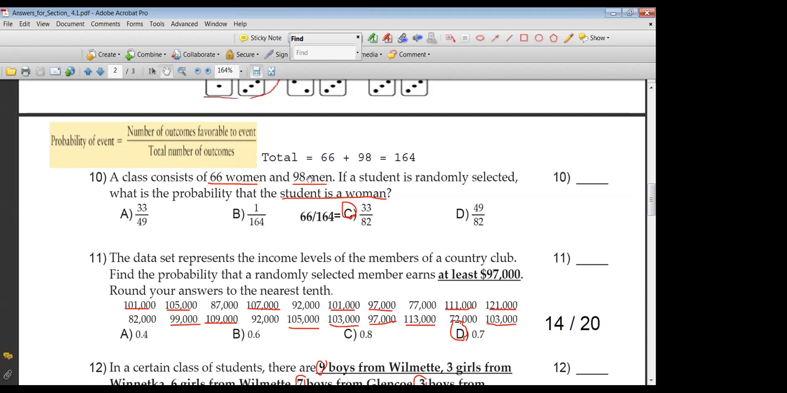Well, favorable. How many women are there? There are 66 women out of a total of 164. But, you know, I had to figure that out. I had to actually add 66 with 98. How hard was that? 66 favorable, they're a woman, out of a total of 164. Once again, reduced to lowest terms, 33 out of 82. If he'd asked me for the probability of men, it'd be 98 over 164, and whatever that is, reduced to lowest terms.